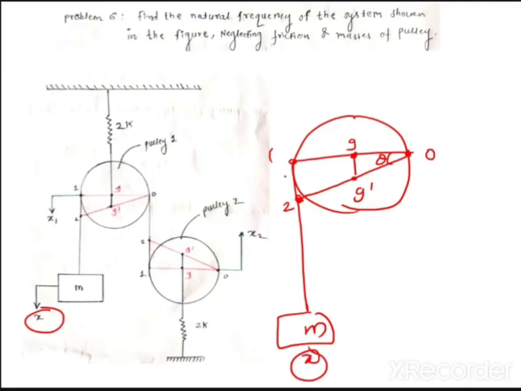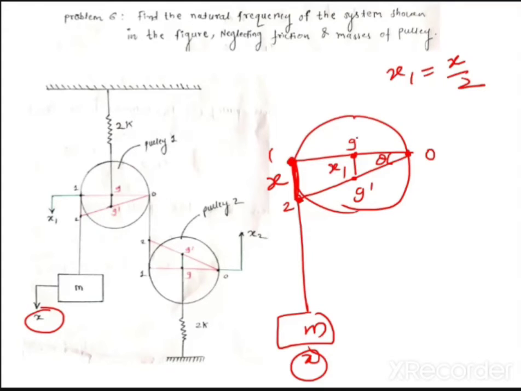So what will be the distance between 1 to 2? Anybody? What will be the distance 1 to 2? I just told you. If x is the displacement of mass m, the displacement of point 1 to 2 will be x. Then what will be the displacement of G to G dash? Let me call it x1. And here we know what x1 is: x upon 2. We just saw this.